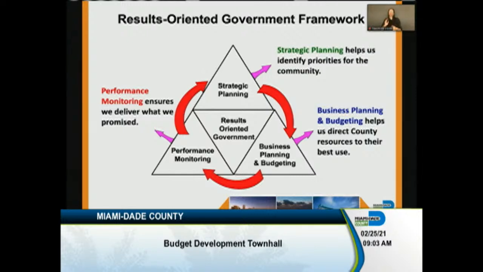Third, we all monitor our performance in an ongoing manner. This helps identify needed adjustments. We need to make sure we are delivering on our promises. And over time, as new challenges arise and priorities emerge, they become incorporated into future strategic planning efforts.